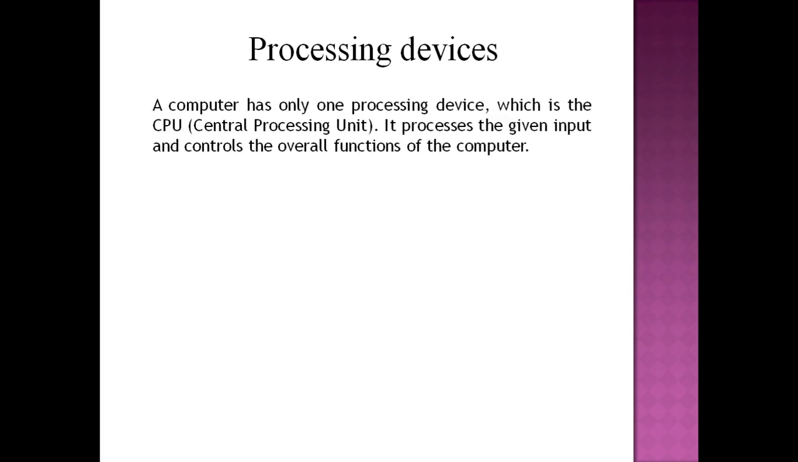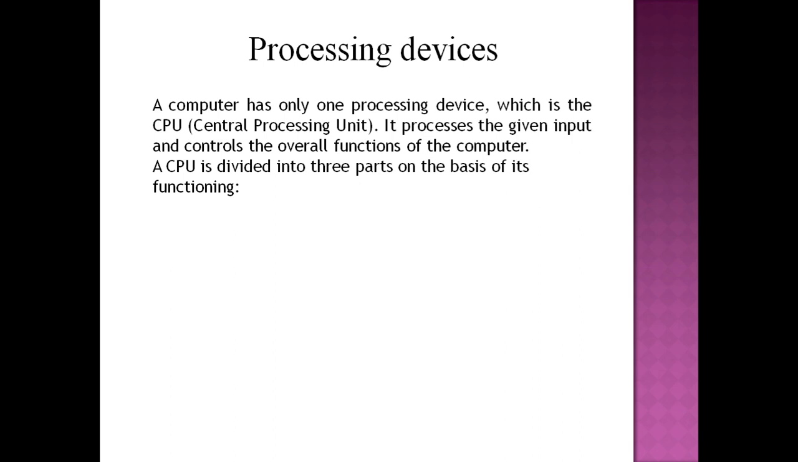Next comes the computer hardware category, processing devices. What do you mean by processing device? A computer has only one processing device, which is the CPU, which stands for Central Processing Unit. It processes the given input and controls the overall function of the computer. The processing device does all the calculations and comparison of data and finally displays the output on the monitor.